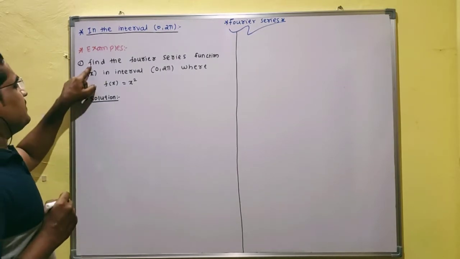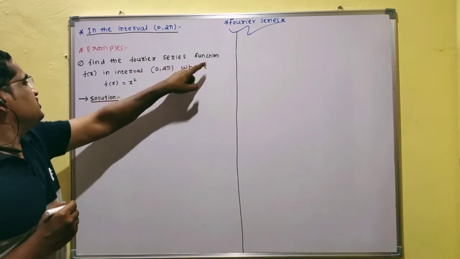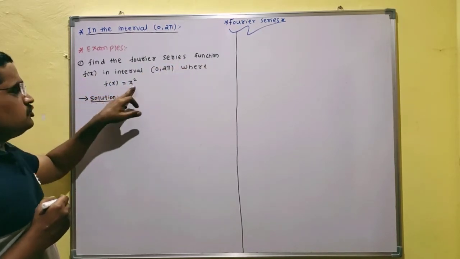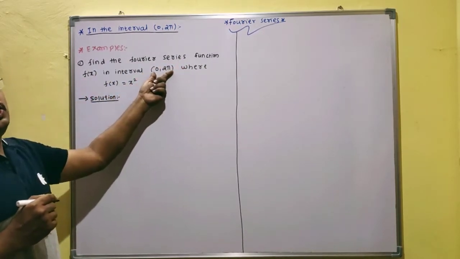Now this is the example. Find the Fourier series function of f of x, where f of x is equal to x square in the interval 0 to 2 pi.